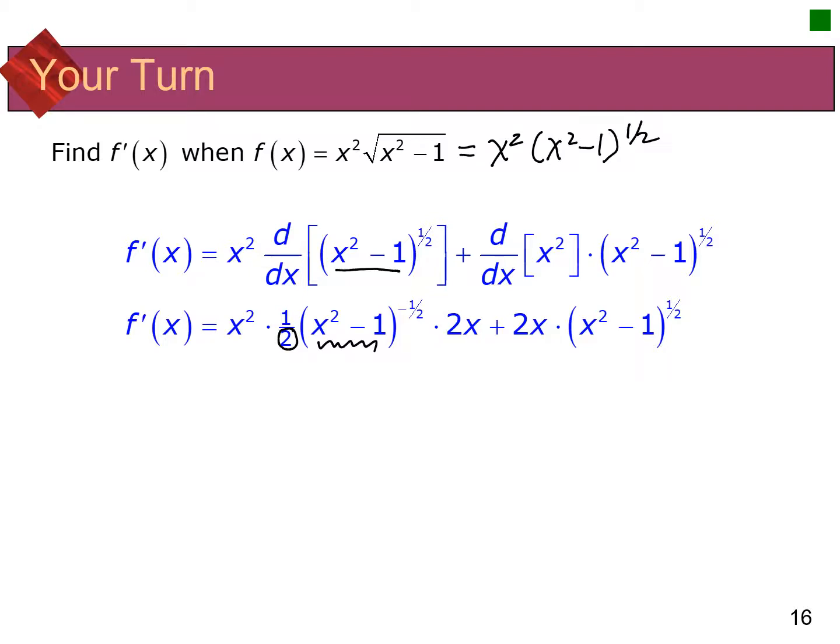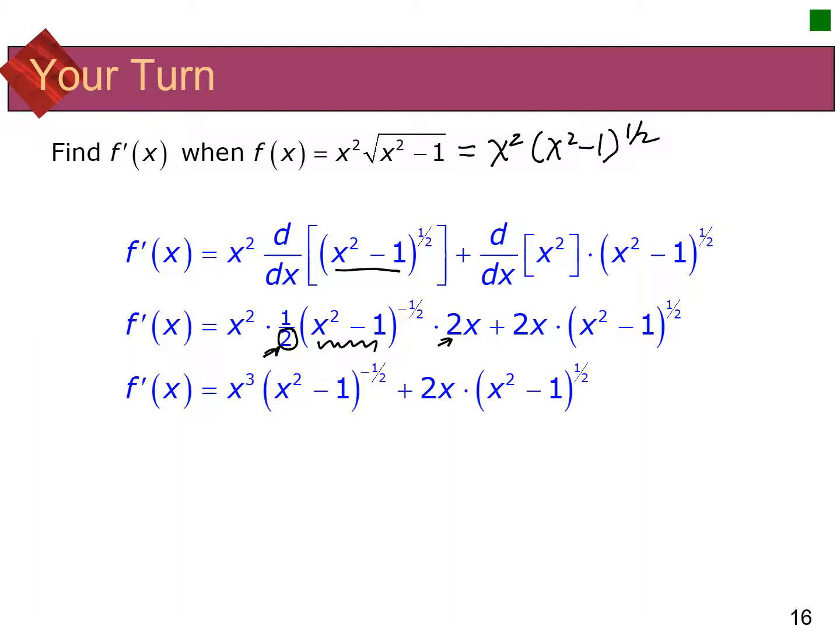So the first term, as I see it, I'll see a 2x times an x squared. The division of 2 down here and the multiplication of 2 here do cancel. So I end up with x cubed times x squared minus 1 to the negative 1/2. And I'll eventually go another step in a moment and put that back in terms of a radical.